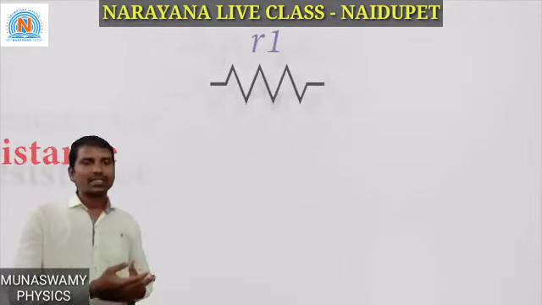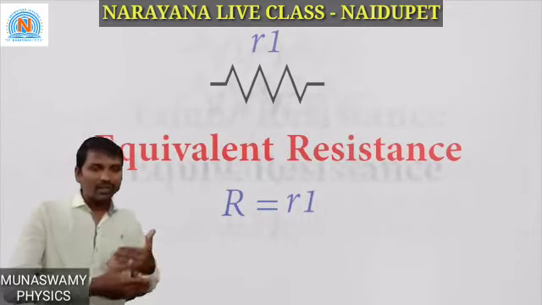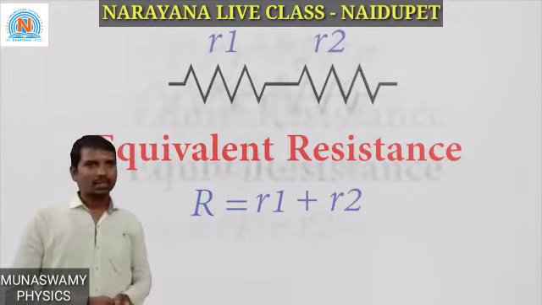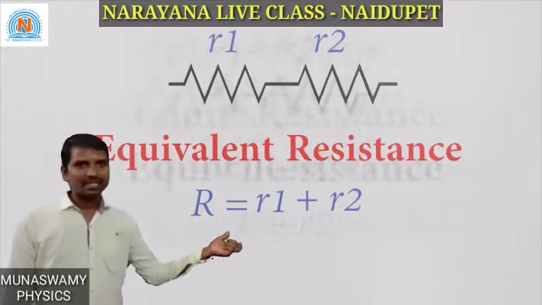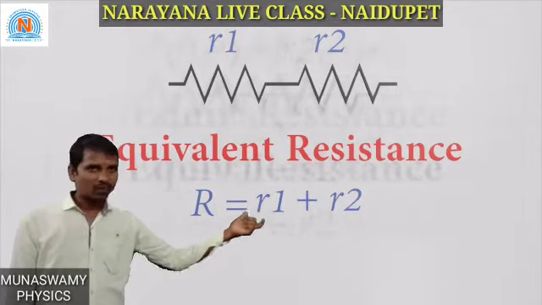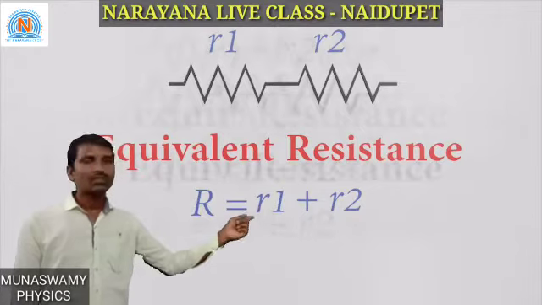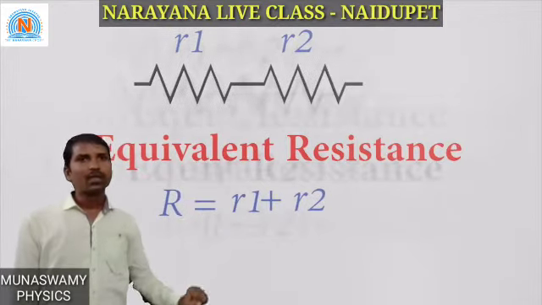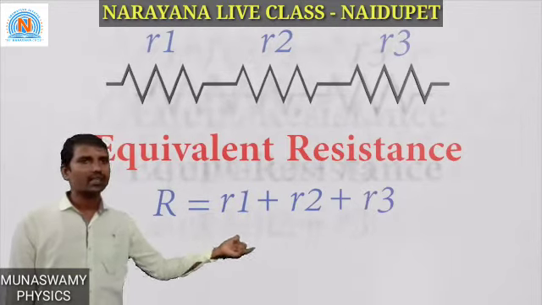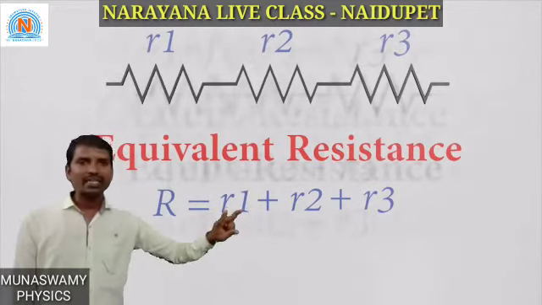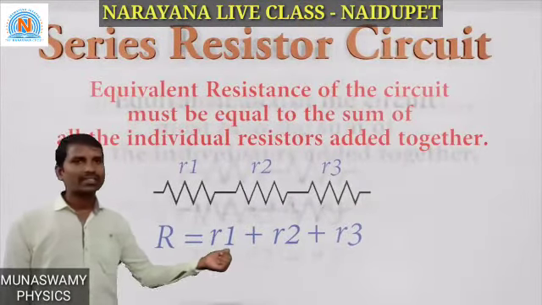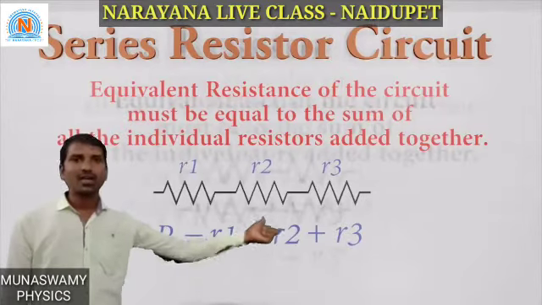Like this, if we connect a number of resistances in series, the current will decrease. If we see the total resistance for one resistor, the equivalent resistance is R1. If we connect two resistances in series, the total equivalent resistance is R equals R1 plus R2. If we connect three resistors in series, the total equivalent resistance is R equals R1 plus R2 plus R3.